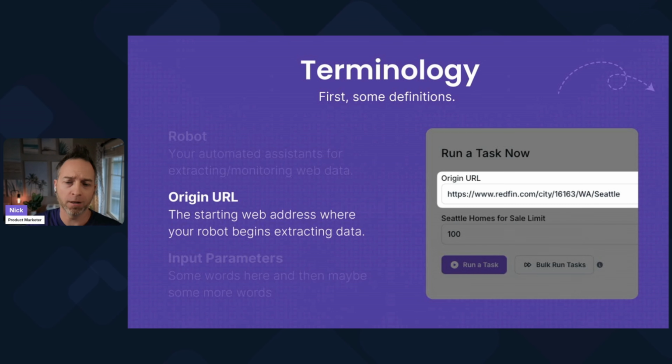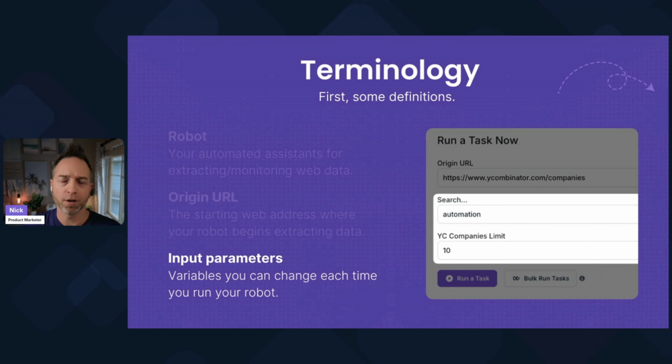The origin URL, that's the starting web address where your robot begins to extract data. I say starting because you can start on a website and then train the robot to maybe click into something or do a search, which will get you to a search page. So it's the starting web address where you say, hey, go to this page.